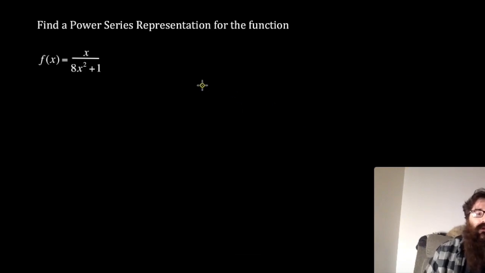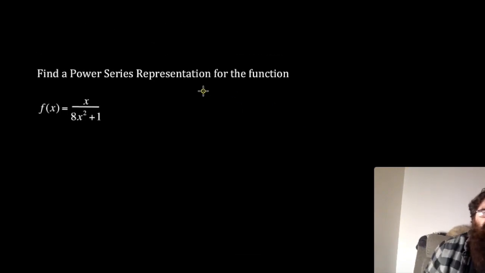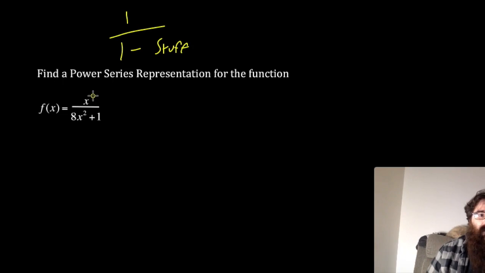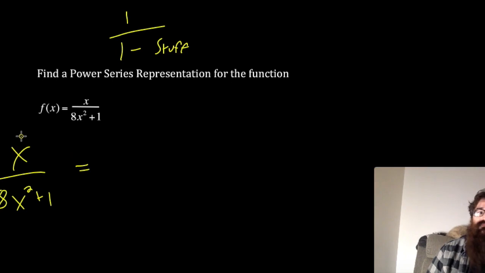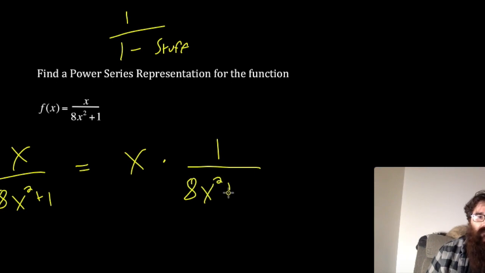Remember, the goal is 1 over 1 minus stuff. So I'll even just jot a little reminder up here. 1 over 1 minus stuff is what I want. Right away, I can see a few issues, right? X over 8x squared plus 1. This x on top, I want it to be a 1. Just bring the x out, like a coefficient. And then I have 1 over 8x squared plus 1.